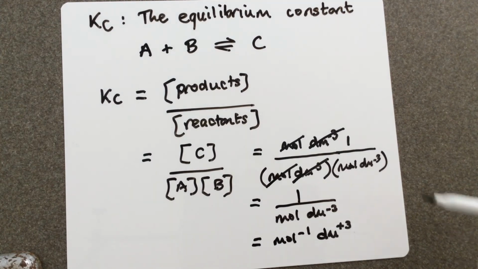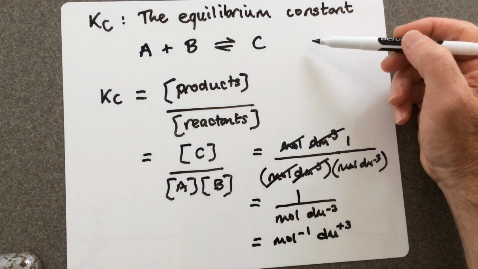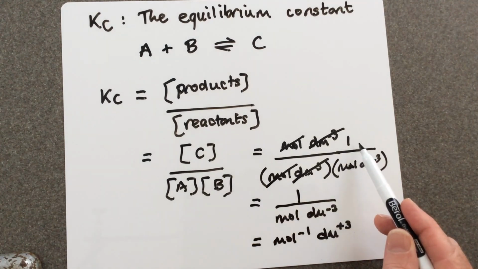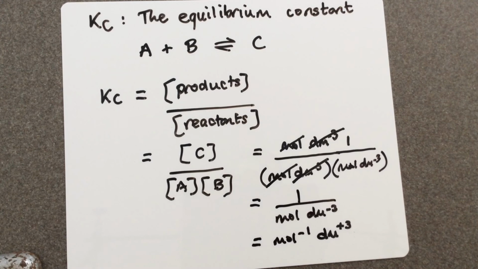Now clearly, if I were to have other products, that would change the units. So Kc does not have units which remain the same all the time. Each reaction has to have units which you need to calculate. And it's possible that Kc will have no units at all.